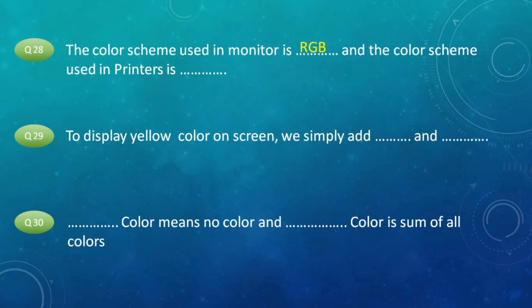The answers for these questions: the color scheme used in monitors is RGB, and the color scheme used in printers is CMYK. To display yellow color on screen, we simply add red and green. Black color means no color, and white color is the sum of all colors.